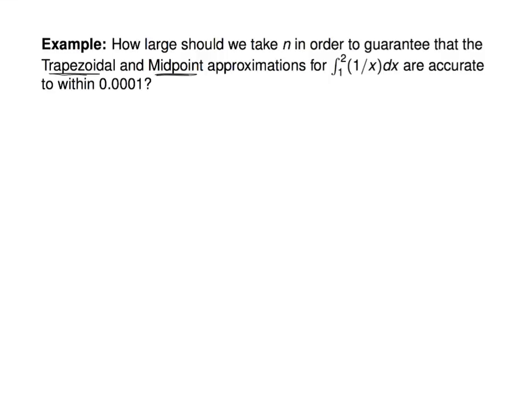Okay. So how large should we take n in order to guarantee that the trapezoid and midpoint approximations for this integral are accurate to within 0.0001? So the first thing, to use both of those formulas, we have to find this k. We have that the absolute value of the second derivative is less than or equal to some number k. So we need to look at the second derivative. Look at f double prime on the interval from 1 to 2 and figure out where f double prime's absolute value is biggest on that interval.